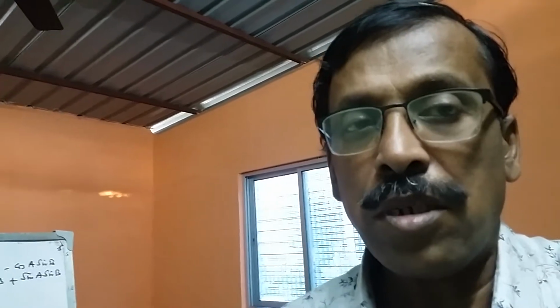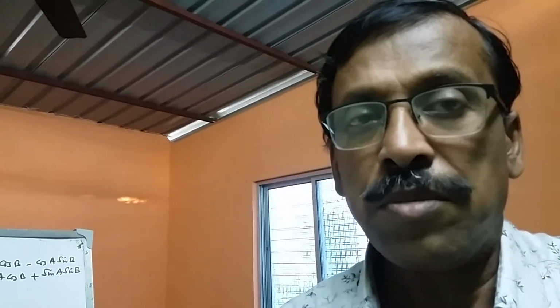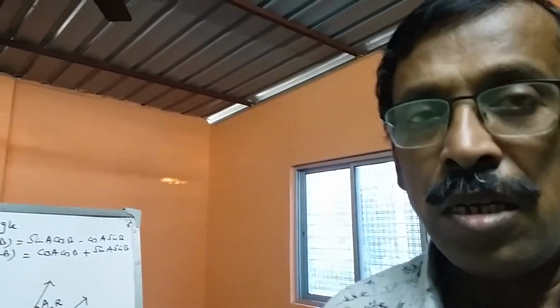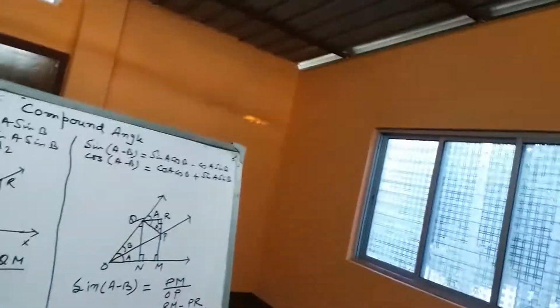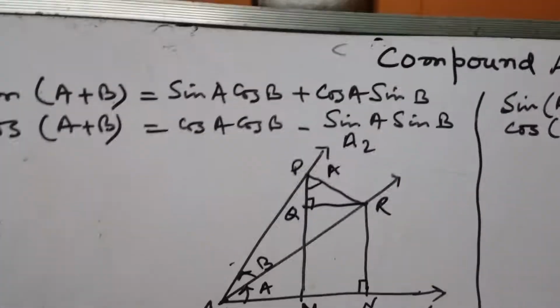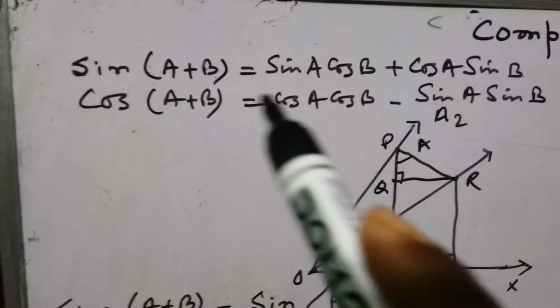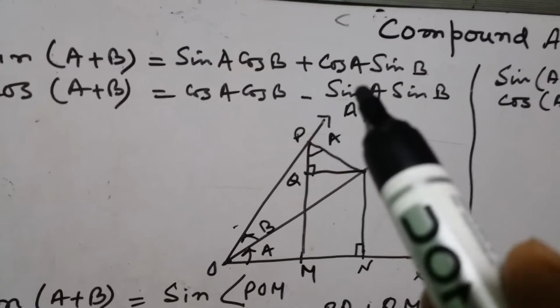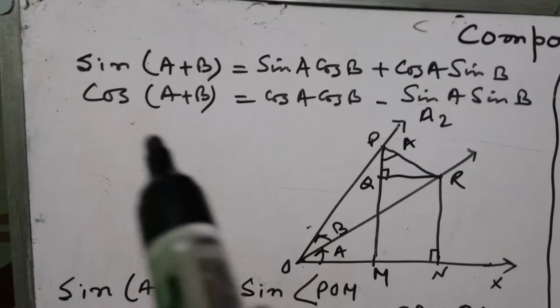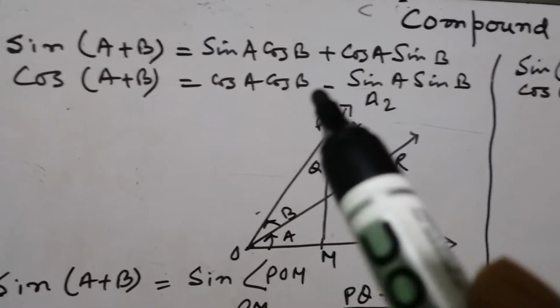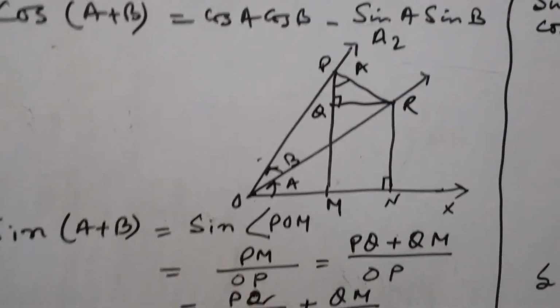Today I am teaching an important chapter of trigonometry, that is compound angle. Compound angle: sin(A+B) = sin A cos B + cos A sin B. cos(A+B) = cos A cos B - sin A sin B.